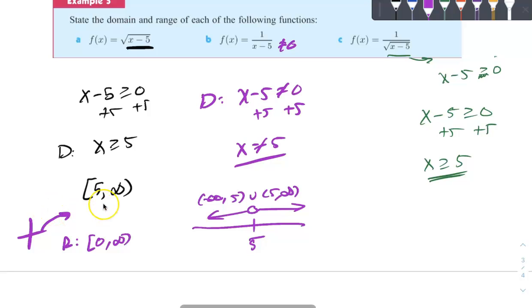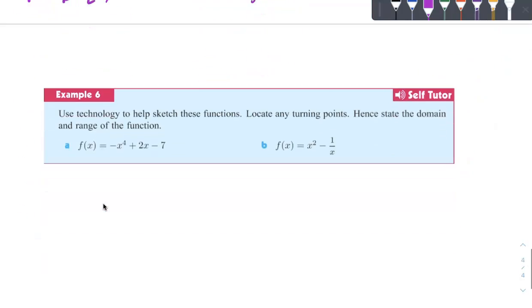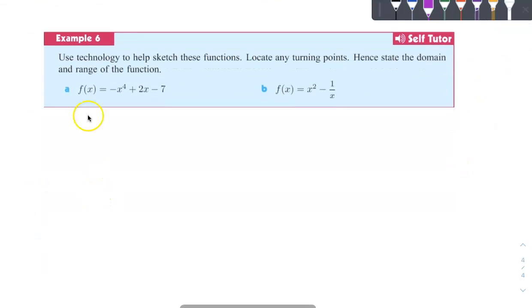So either graph with your calculator or graph it by hand. In general, the easiest way to do range is by graphing it. Next one, we're going to use technology to help us graph sketch these functions and locate turning points, hence the domain range of the function. So we're going to use a calculator.